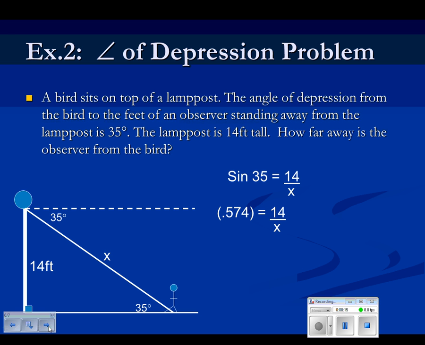By using a calculator, we have sine 35 equals 0.574. Cross multiplication, we have 0.574 times x equals 14. Then x equals 14 divided by 0.574. x equals 24.4 feet.